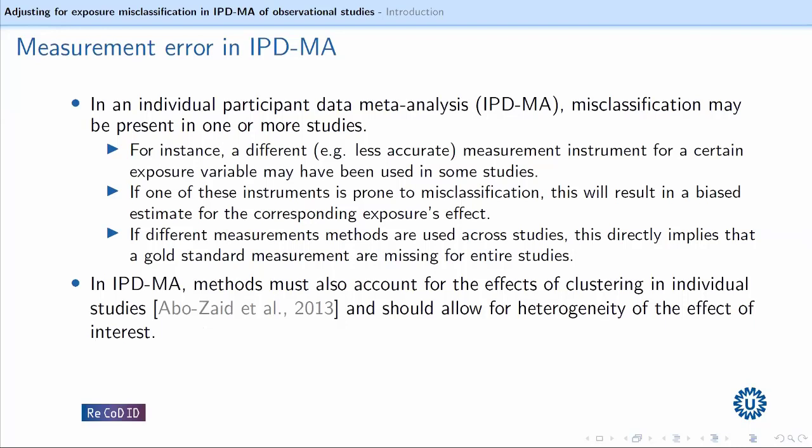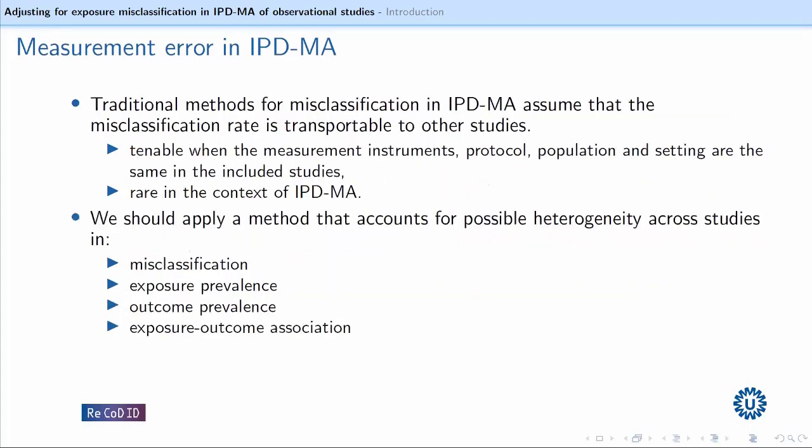Further, when we're performing an IPD-MA, an individual participant data meta-analysis, we should account for clustering of individuals within studies, and we should allow for heterogeneity of the effect of interest. This means that traditional methods for misclassification cannot really be applied in IPD-MA, as they assume that the misclassification rate is transportable to other studies. This assumption is only really tenable when the measurement instruments and protocol and so forth are exactly the same across all of the studies in the IPD-MA, which is very rare.